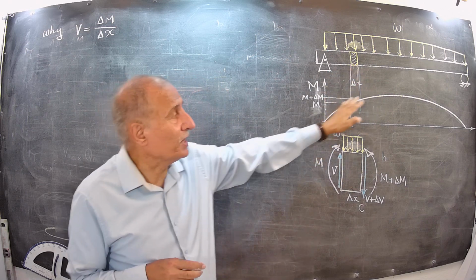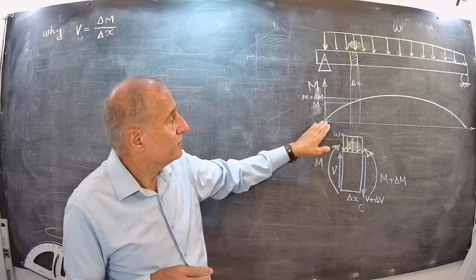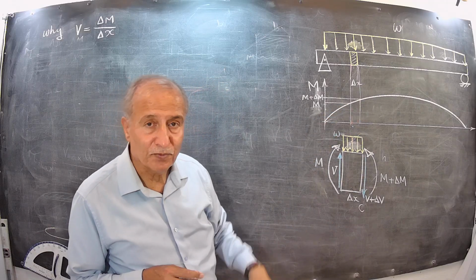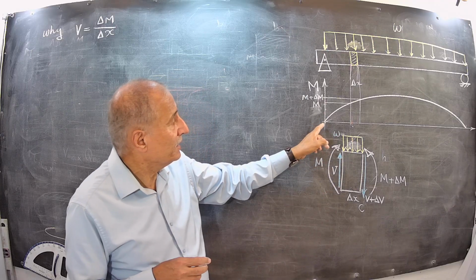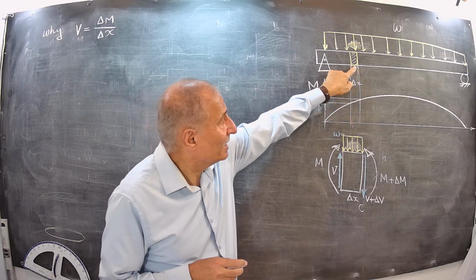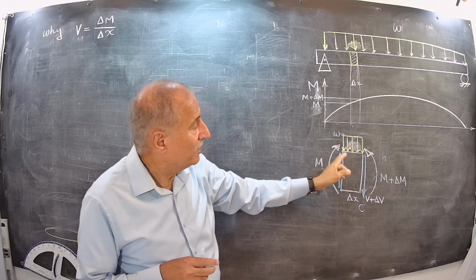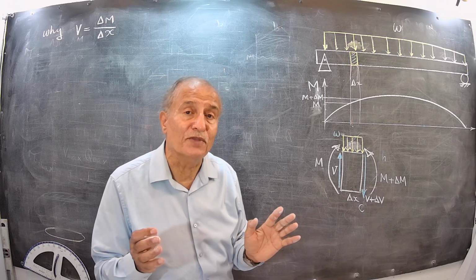And I draw the bending moment for the beam as well. Then this is a parabola shape for uniform distributed load, omega. In this case, for this element of the beam, I show internal reactions in both sides of the element.